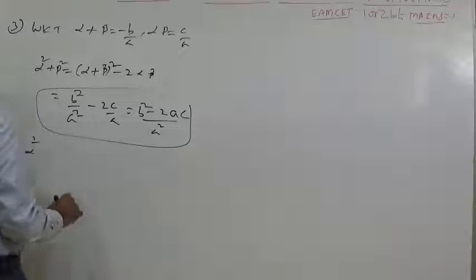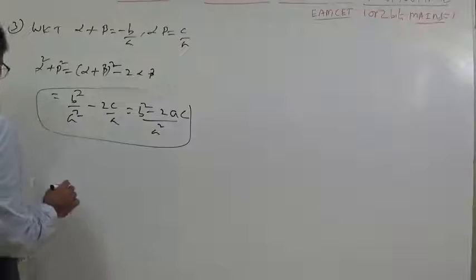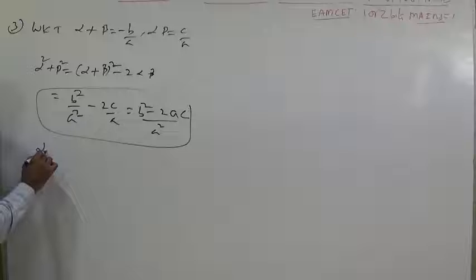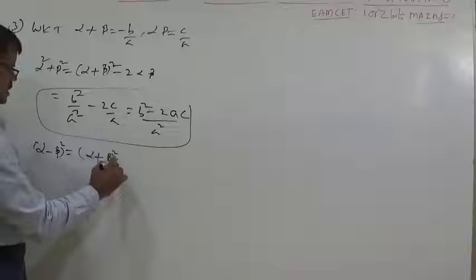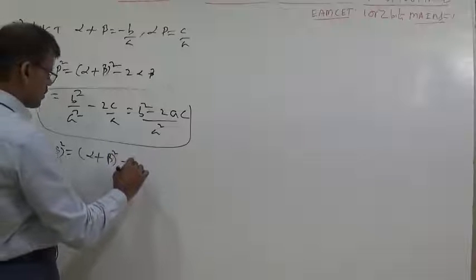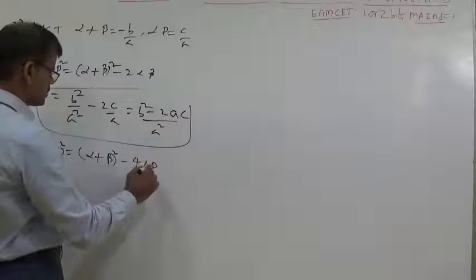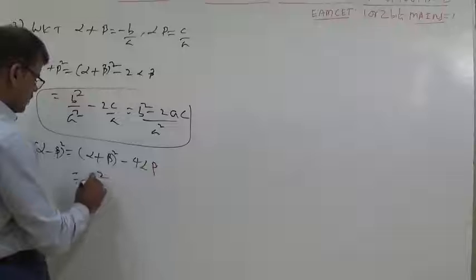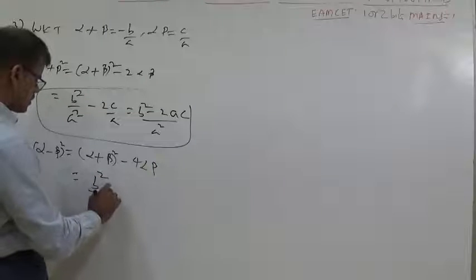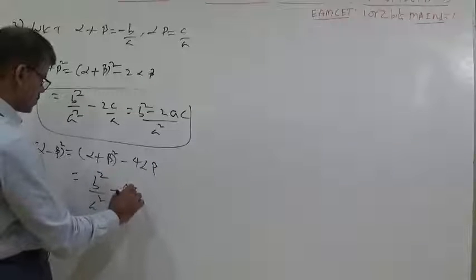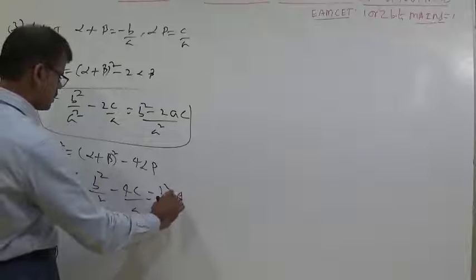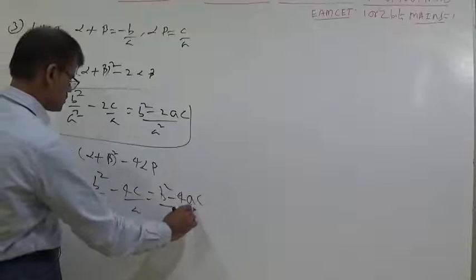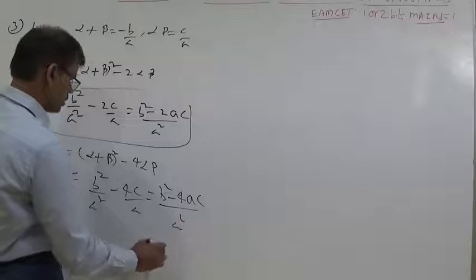Next we can write alpha minus beta whole square also. Alpha minus beta whole square is alpha plus beta whole square minus 4 alpha beta. That is b square by a square minus 4c by a. So you can write this as b square minus 4ac by a square.